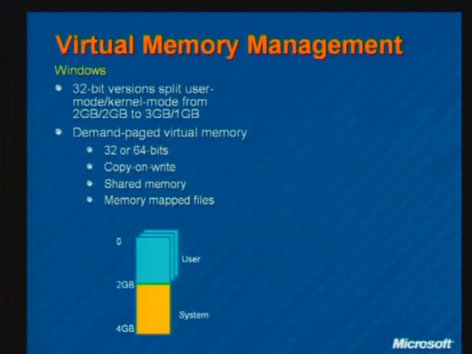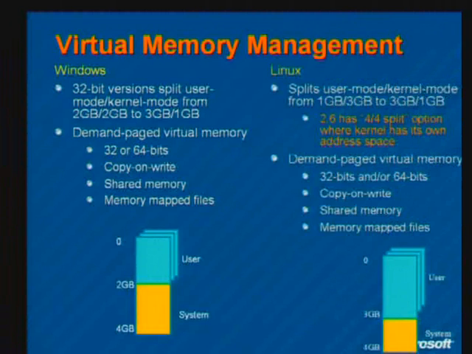It supports all the features you'd expect out of a modern memory management subsystem, and more, actually. It supports 32-bit or 64-bit, so there's a 64-bit version of Windows. It supports copy on write, so that applications can share memory, and then when they modify it, the modifications become private to them. It supports shared memory, so applications can share data easily. And it supports memory mapped files, which are used for image execution, for example, where a running program is mapped into the address space of the executable.